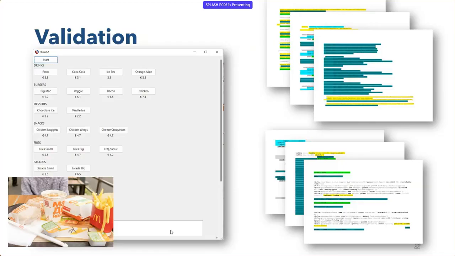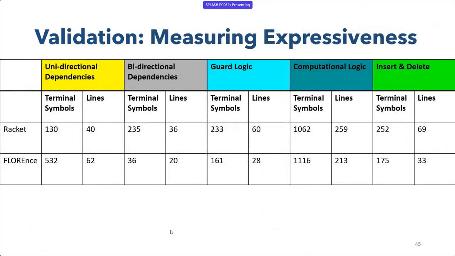So to validate this, the fast food restaurant scenario was implemented in both FLOREnce, but also in another language, namely Racket. And afterwards, the code was split up in 5 categories. So you have unidirectional dependencies, which are callbacks and deployments; bidirectional dependencies, which is the code necessary to detect the patterns; code logic, which is to specify the patterns that you want to detect.